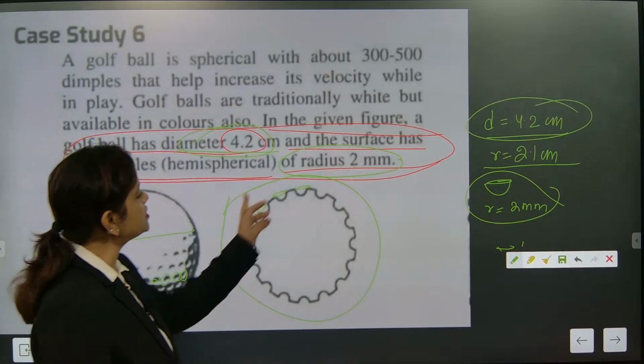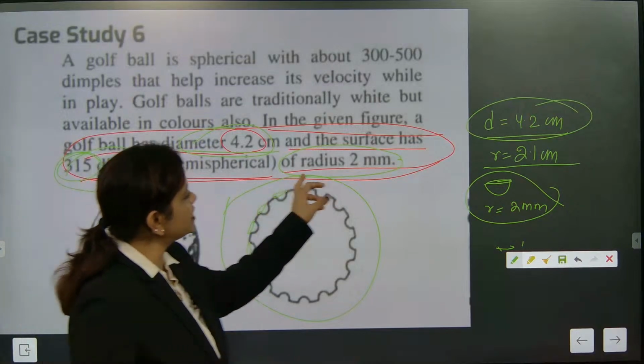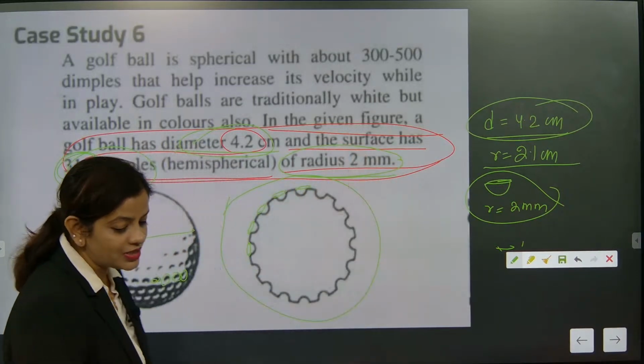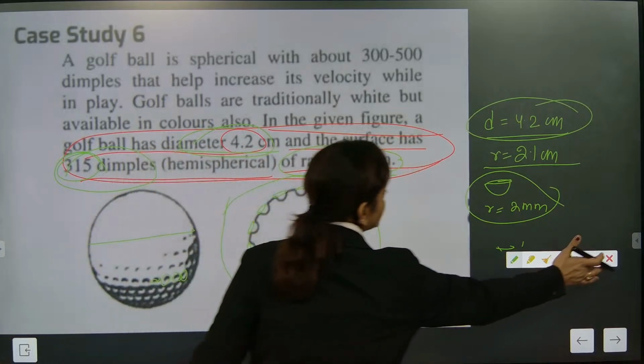So total dimples present inside it is 315 dimples, and each one is having a radius of 2 mm. So till here, we have understood the concept. Now let's start solving the question answers.